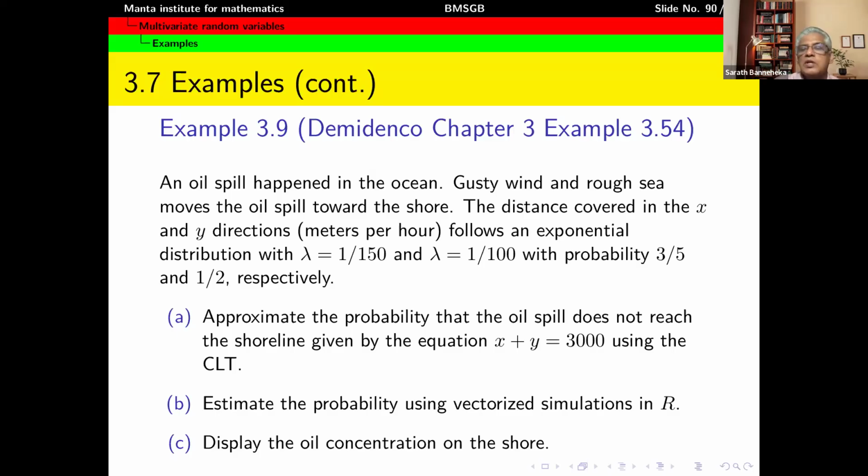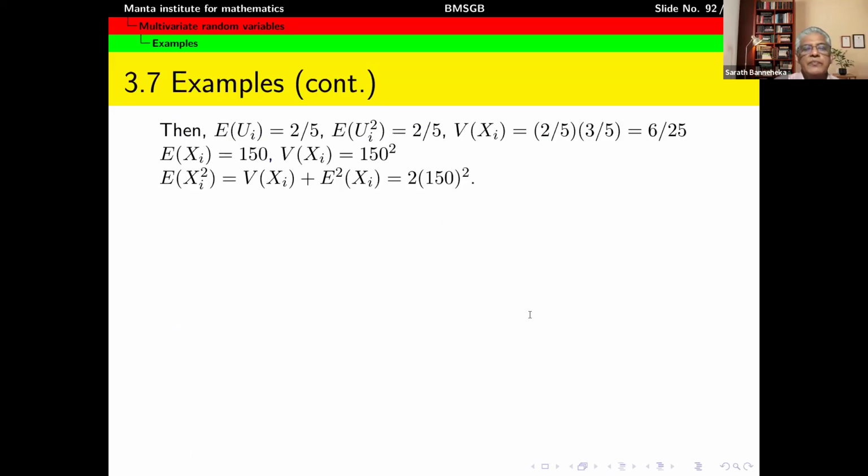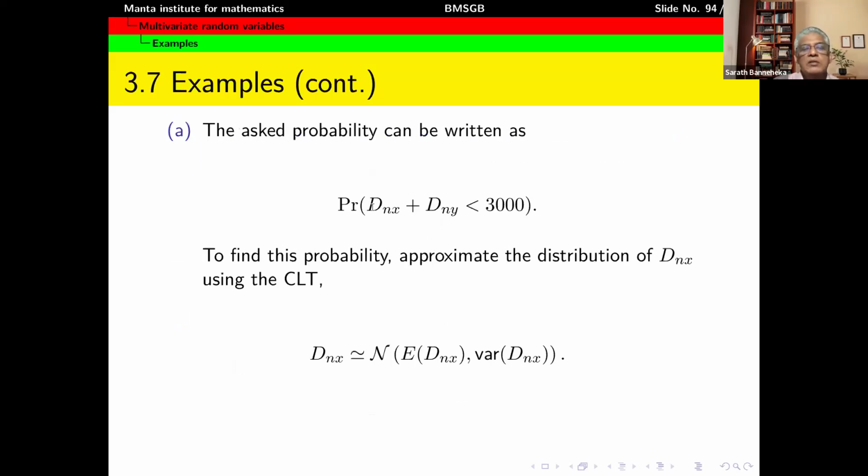So we are going to get the expression for some n hours, and if you want to look at a particular n, then you substitute that n and simplify it to get the answer. Generally, we are going to get the answer in terms of n here, right? So this is the quantity that we are interested in, and we want the probability of this happening. This is the x coordinate after n hours. This is the y coordinate, and the shoreline is x plus y equal to 3000. Not reaching the shoreline means x plus y less than 3000.